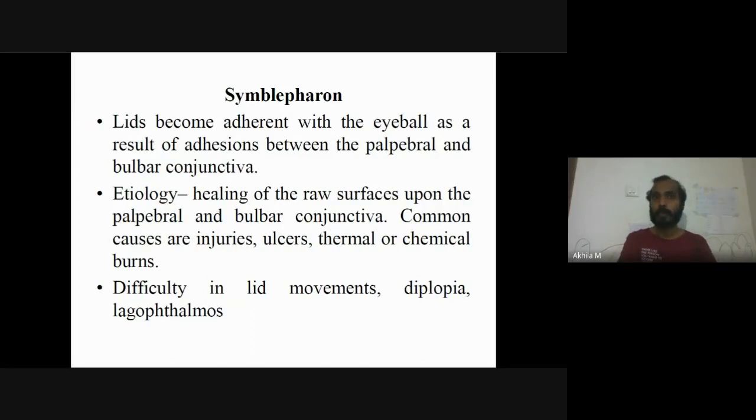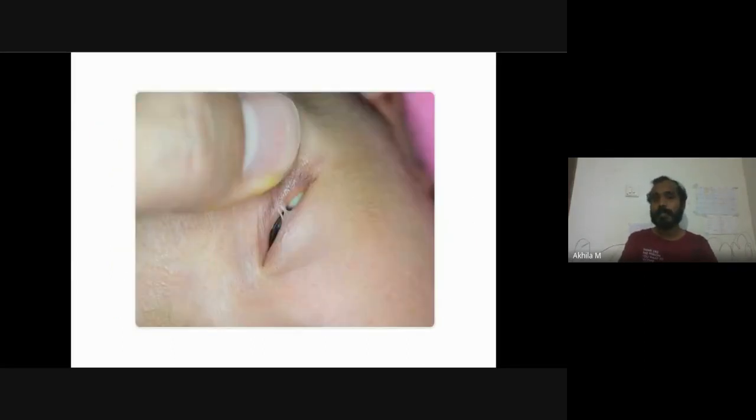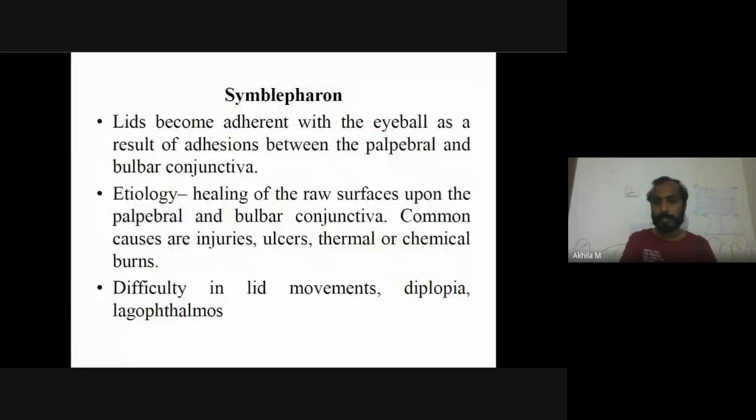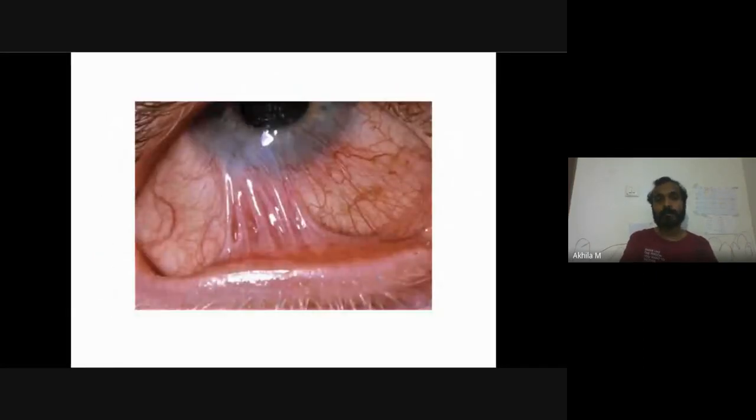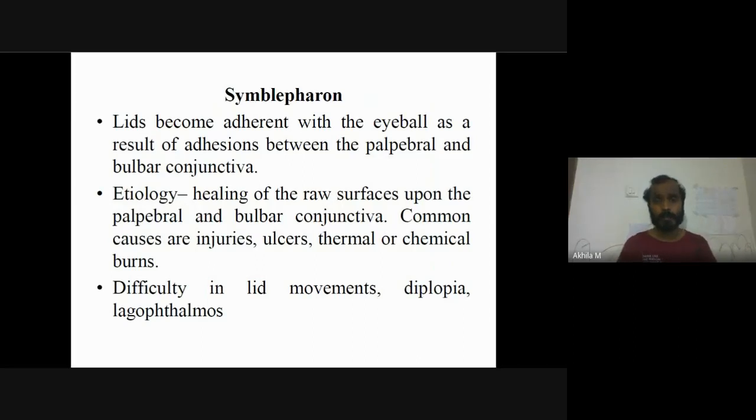According to the condition, sometimes we can correlate it with aklinna vartma. So this condition is symblepharon. After healing of some ulcers, after some chemical or thermal injury, the palpebral and bulbar conjunctiva join together. That will cause difficulty in lid movements, diplopia, and lagophthalmos. The patient cannot close the eye properly. These are the features of symblepharon.